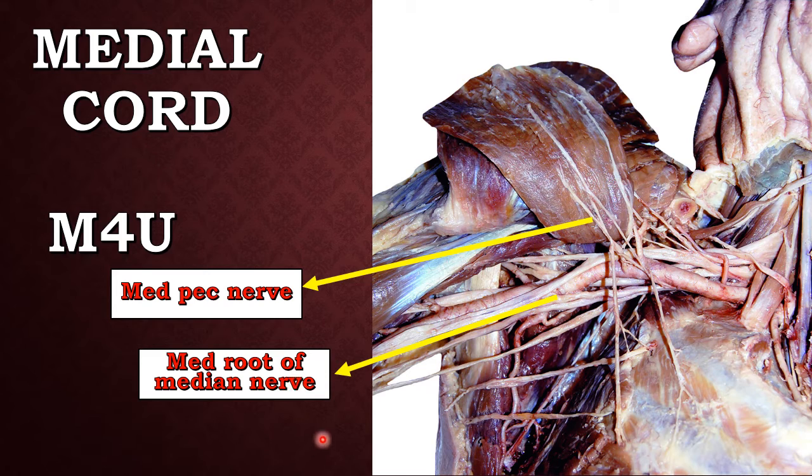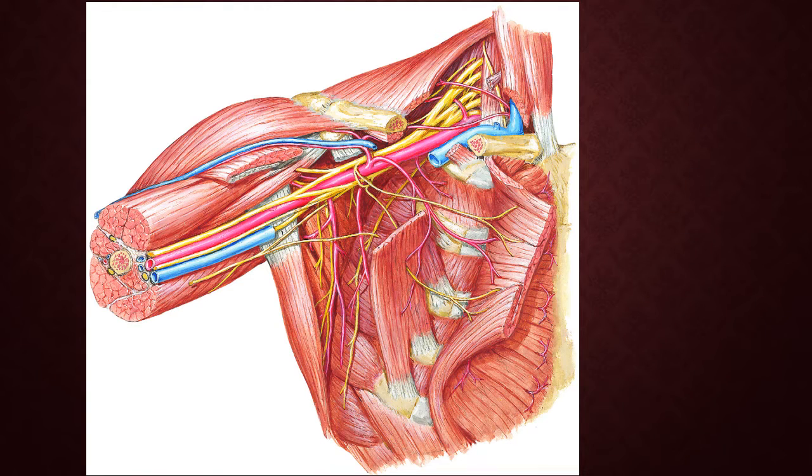Okay, so the two M's we have seen. The next two M's are the medial cutaneous nerve of the arm and the medial cutaneous nerve of the forearm. Now, how to identify that?